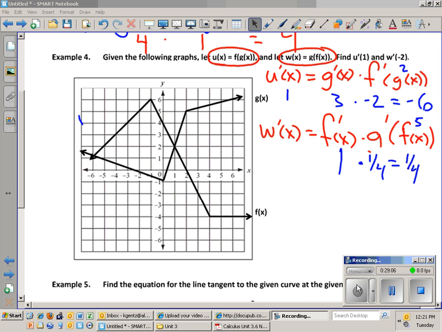Okay. I got mixed up here. I kept mixing up g and f of x. Sorry. That's kind of tough. That's kind of confusing. Who wrote that problem?